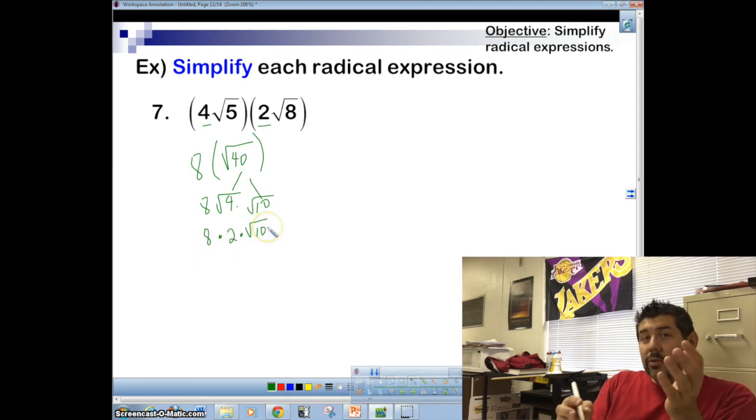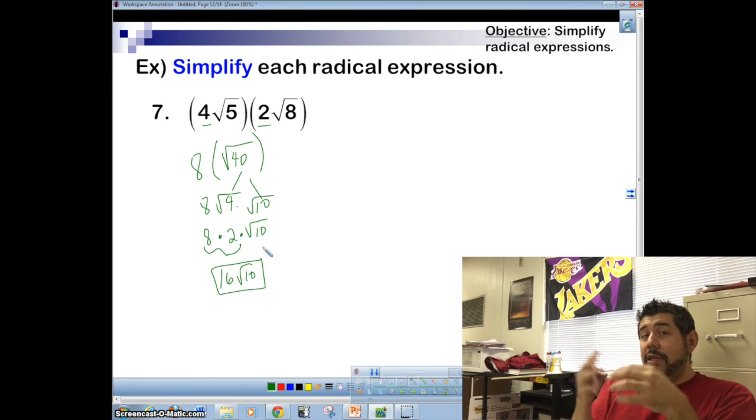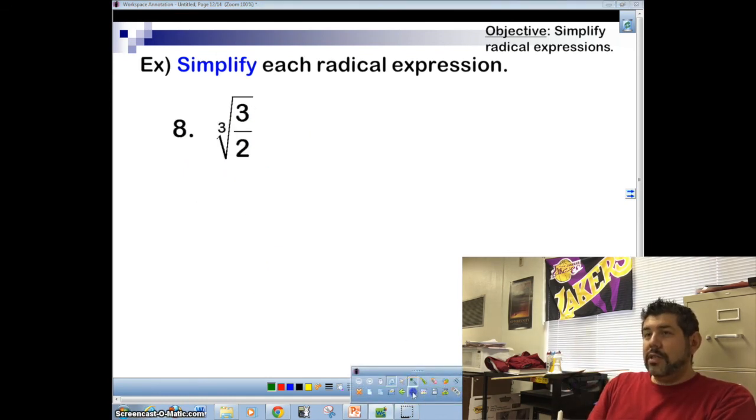The reason we can't do anything is the only things that go into 10 are 2 and 5, and we can't take the square root of 2 or 5. 8 times 2 is 16, root 10. And that's your answer. Okay, so when you're multiplying things, just multiply the two things that are outside the radical and the two things that are inside the radical.